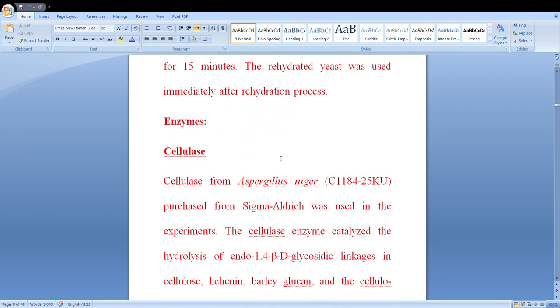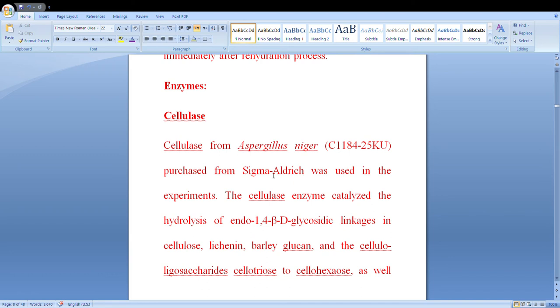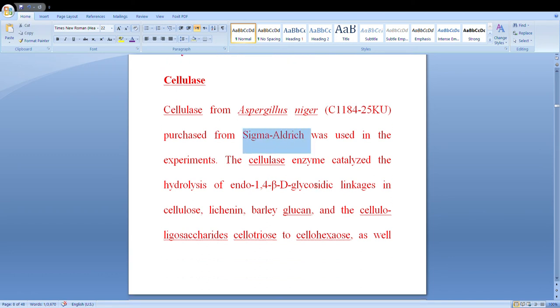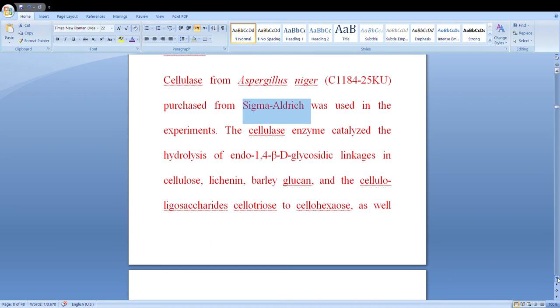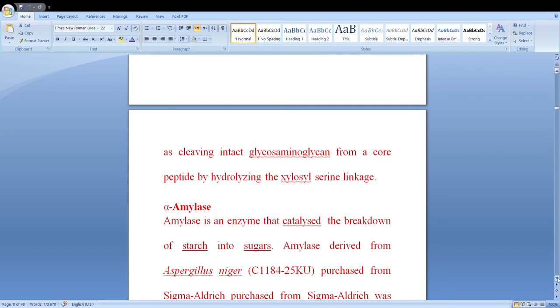Let's see what kind of enzymes we used. Okay, the enzymes we used include cellulase enzyme, which we collected from Sigma-Aldrich company. The cellulase enzyme catalyzes the hydrolysis of the endo-1,4-beta-D-glycosidic linkage in cellulose, lichenin, barley beta-glucans, and cellooligosaccharides to cellohexaose, as well as leaving intact glycosaminoglycan from a core peptide by hydrolyzing the xylose-serine linkage. Actually, this is called the chemical information of cellulose.